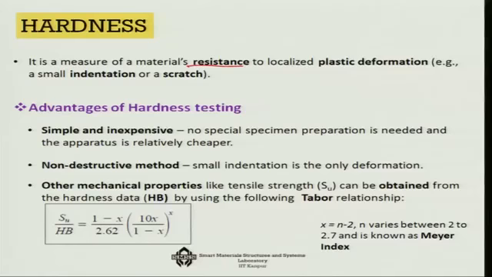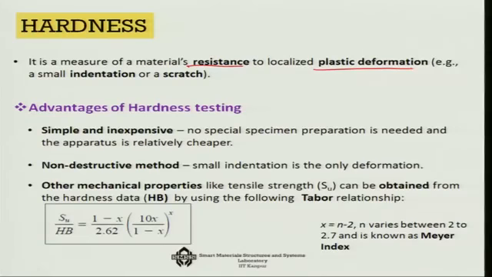So, first let us talk about hardness. Now, hardness by definition is a measure of a material's resistance to localized plastic deformation. For example, a small indentation or a scratch. So, let me repeat: it is a measure of a material's resistance to localized plastic deformation. Example, a small indentation or a scratch.